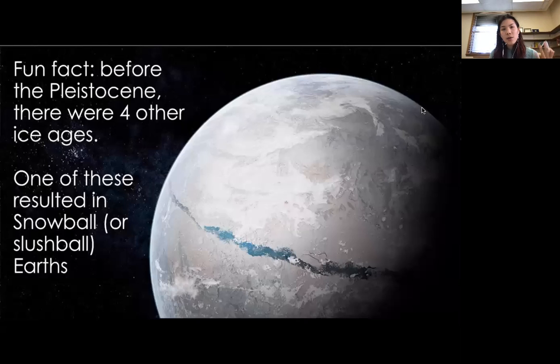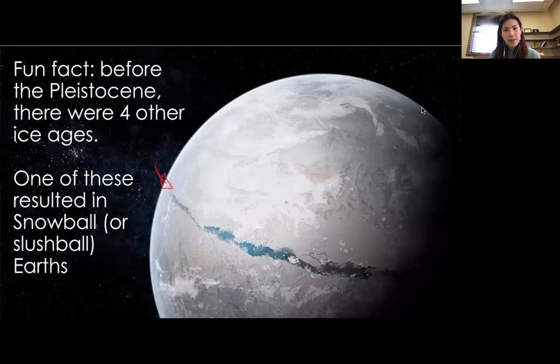While the Quaternary and the Pleistocene may be defined by having these global glacial cycles, we know that before then, there were actually other large ice ages. And in particular, there were these large events called snowball or slushfall Earth, in which the Earth became covered in ice or sea ice or slush, particularly closer to the equators.